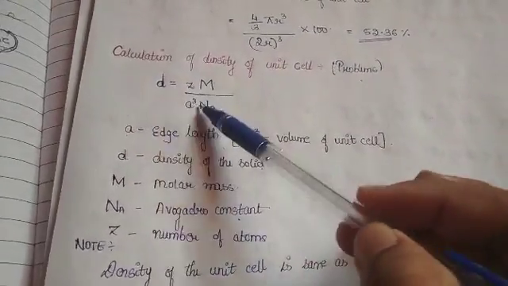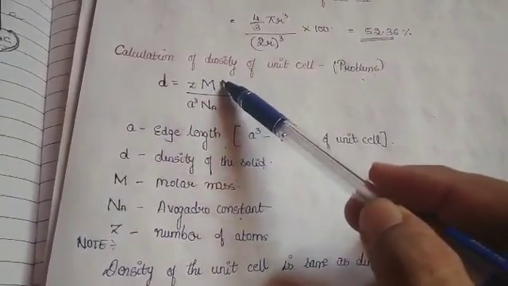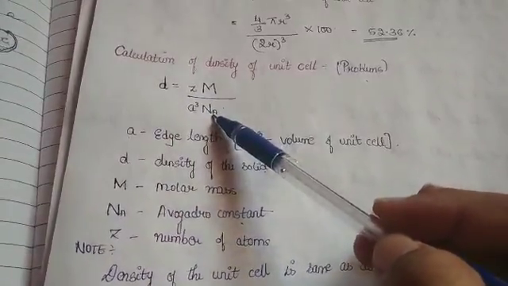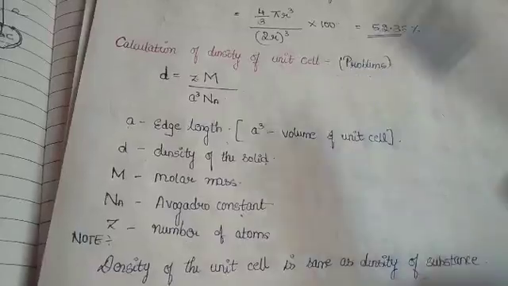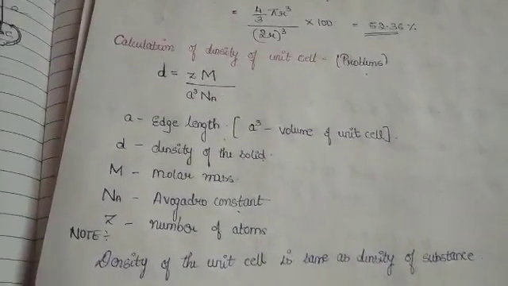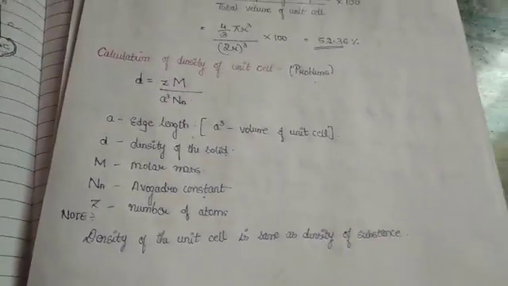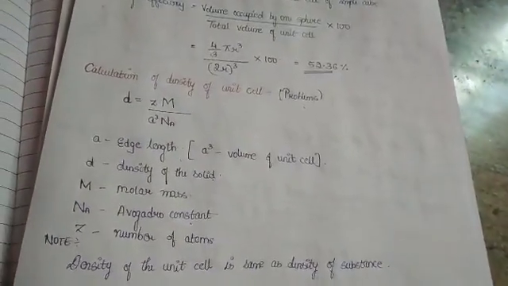So density is equal to the number of atoms into the molar mass of the substance divided by the volume of the unit cell into Avogadro number. So this gives you the density of the unit cell. This completes today's video lecture on the important three derivations for calculating the packing efficiency and a formula to calculate the density of the unit cell.